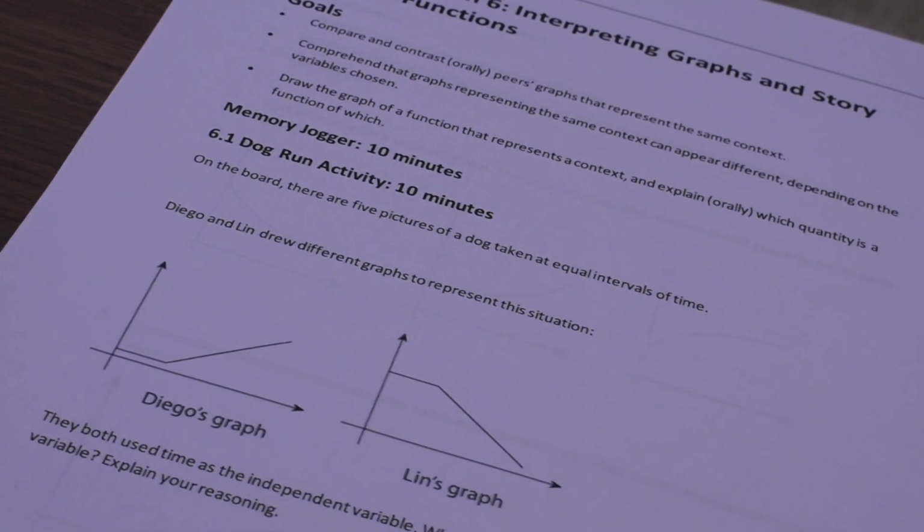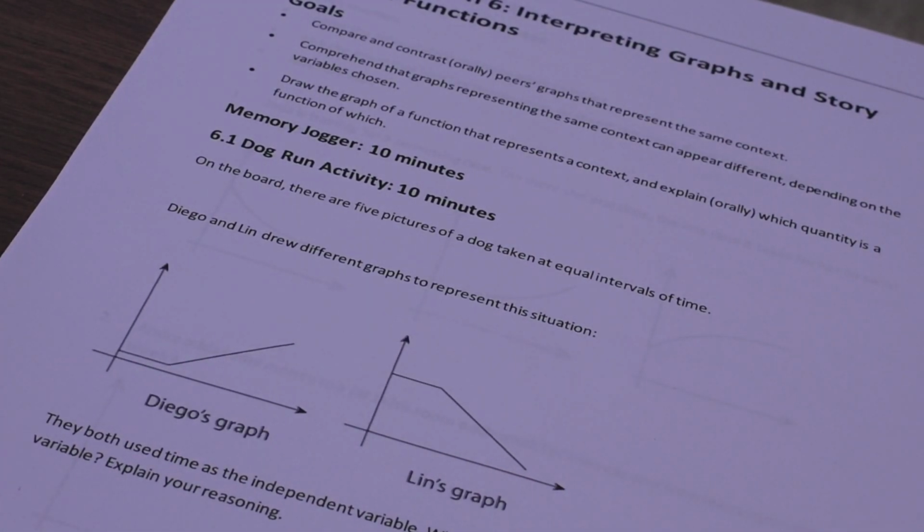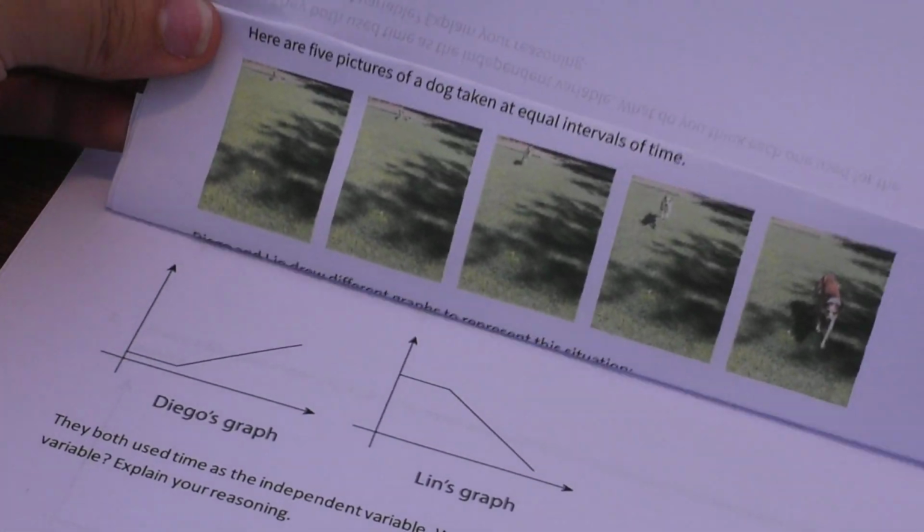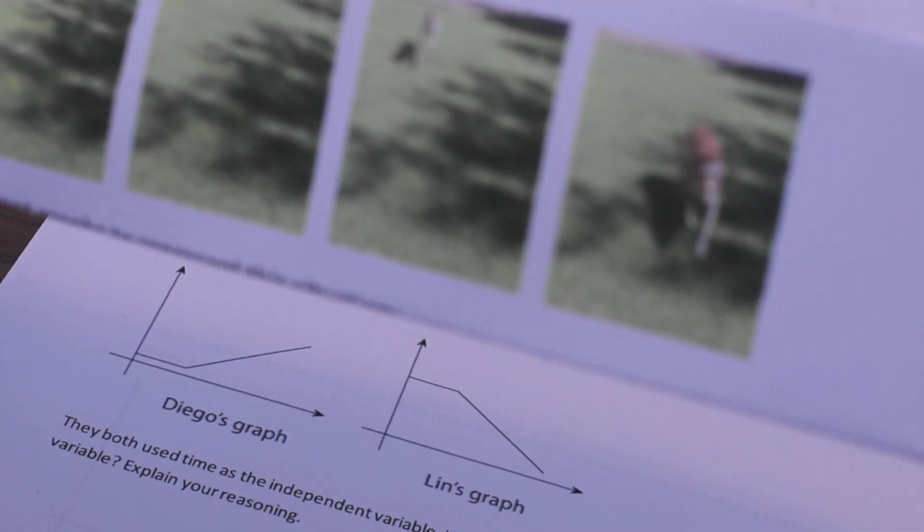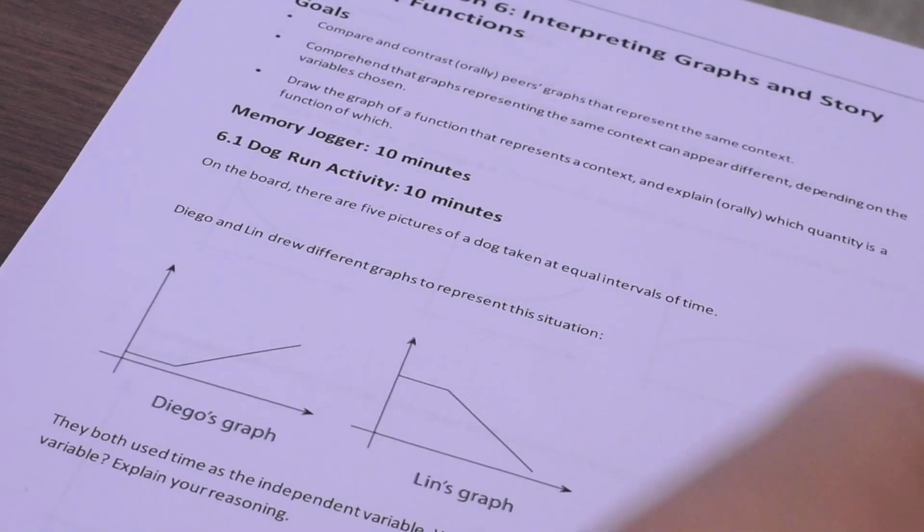So it says on the board, but I'm going to show y'all right here, there are 5 pictures of a dog taken at equal intervals of time. So this is the picture of the dog. So that's the first one. It's far away. And as it keeps moving, the dog is getting closer to us, right? So from here, it starts far away. It's like in the background back there. And it starts to get closer and closer as time goes on.